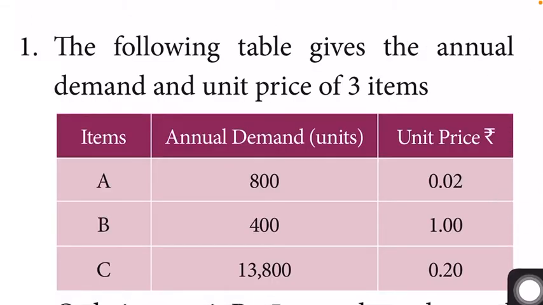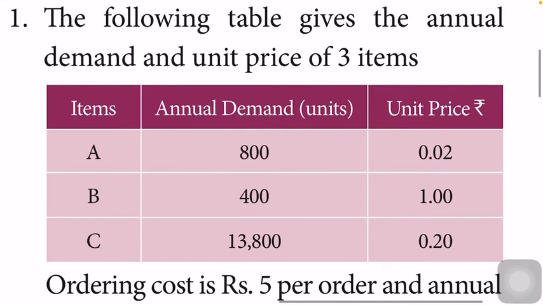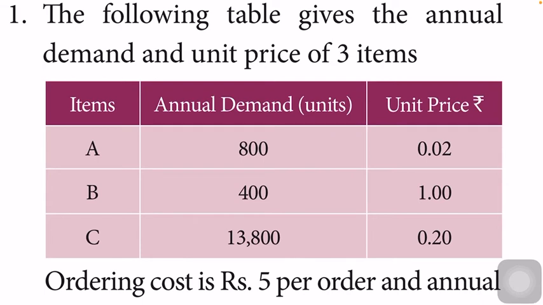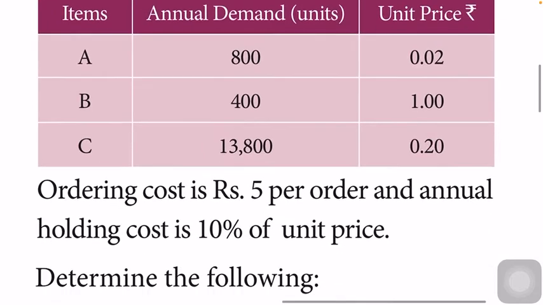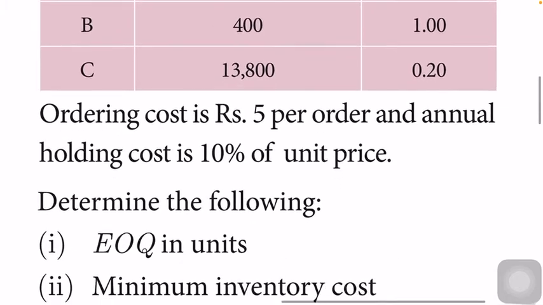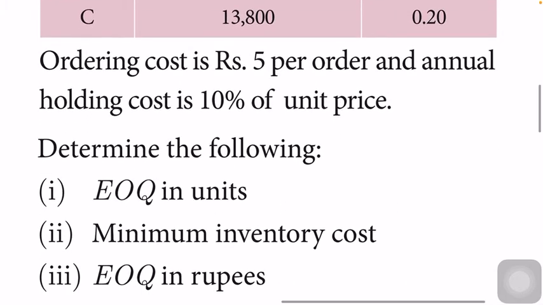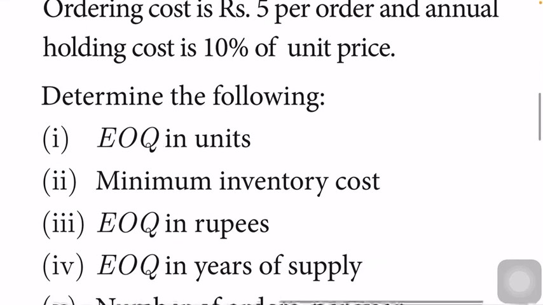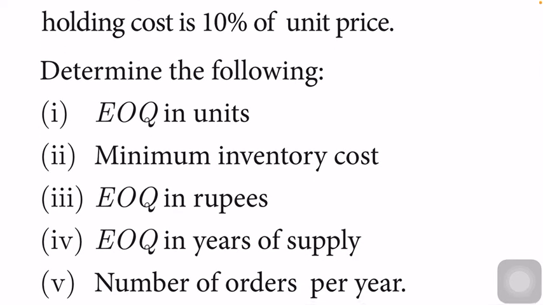First problem in exercise 6.3. The following table gives the annual demand and unit price of 3 items, A, B and C. For each item, annual demand and unit price is given. Ordering cost is ₹5 per order, and annual holding cost is 10% of unit price. Determine the following: EOQ in units, minimum inventory cost, EOQ in rupees, EOQ in years of supply, number of orders per year.